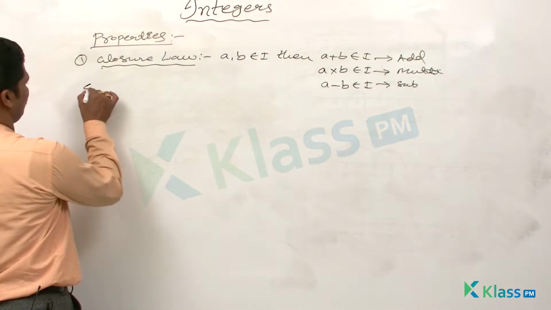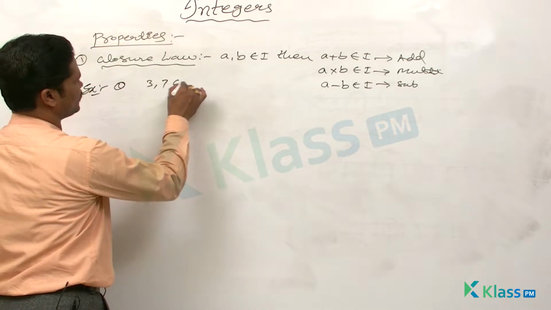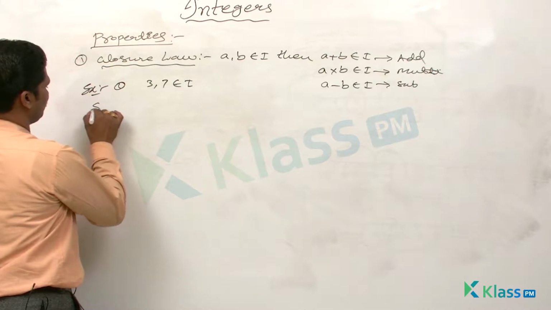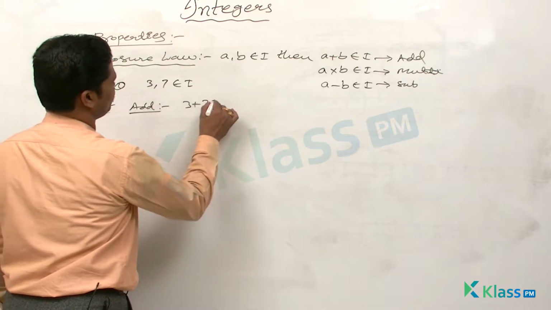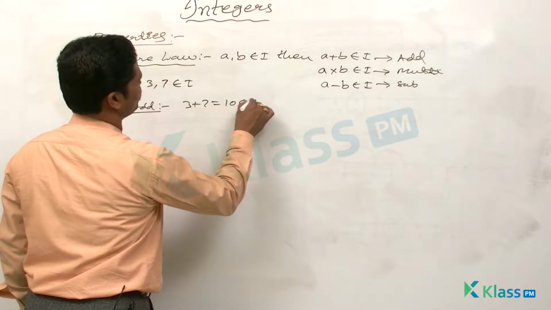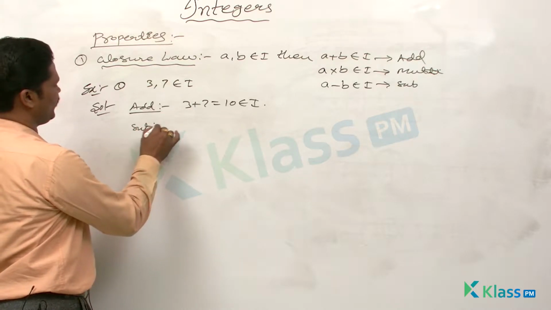I am taking one example here. 3 and 7 belong to integers. First I am applying addition. So 3 plus 7 is equal to 10, which belongs to I. It satisfies the closure property. And subtraction I am applying here.